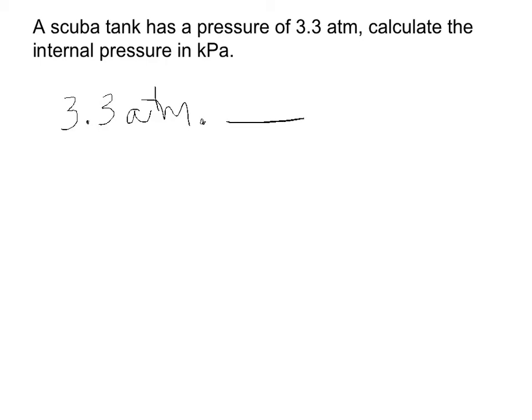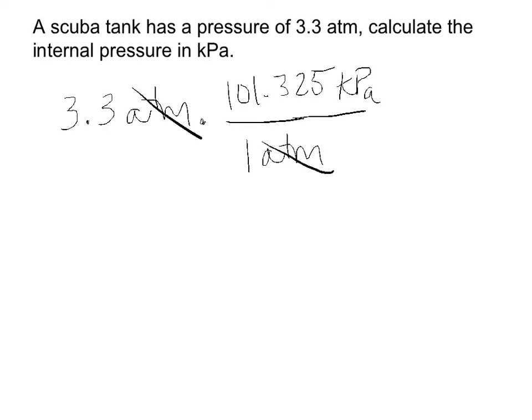Well, looking back at my conversions, I know that 1 atmosphere is 101.325 kilopascals. So atmospheres cancel atmospheres. I'm going to go ahead and get out my calculator. 3.3 times 101.325 and divide that by 1.